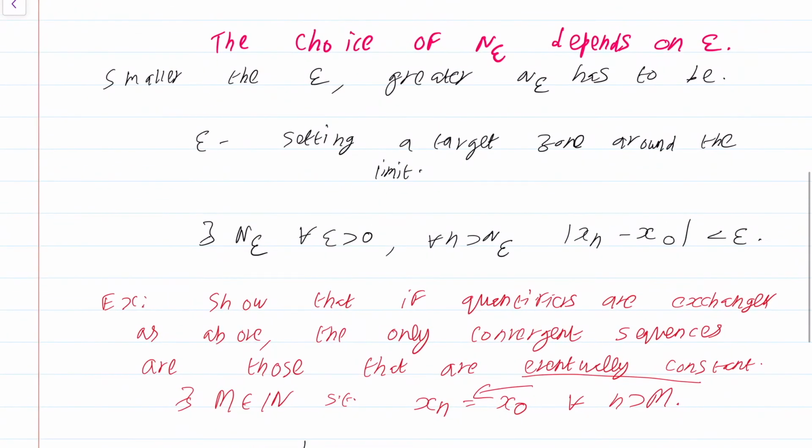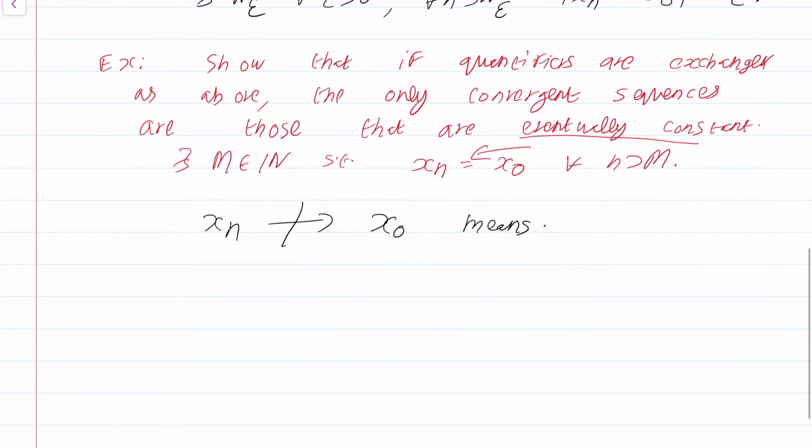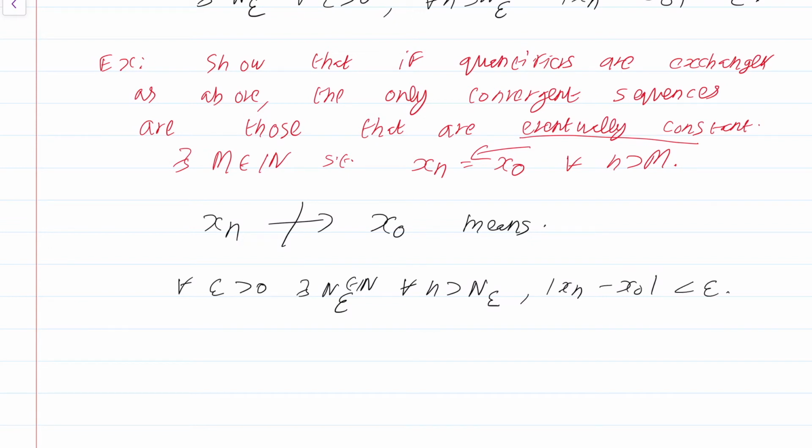What was the definition in logical symbols? For each epsilon greater than 0, there exists n epsilon in natural numbers, for all n greater than n epsilon, mod xn minus x naught is less than epsilon. This is the definition of xn converges to x naught. Well, we have to negate this. The best way to do it is to keep pushing the negation inside.